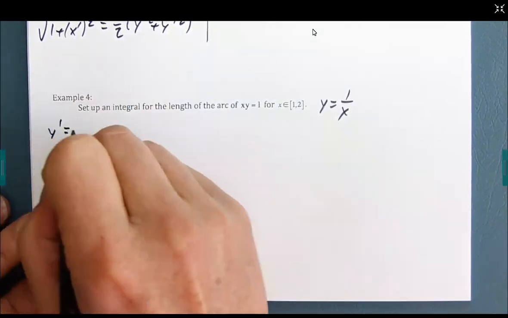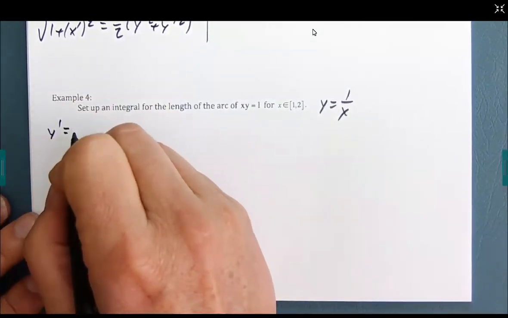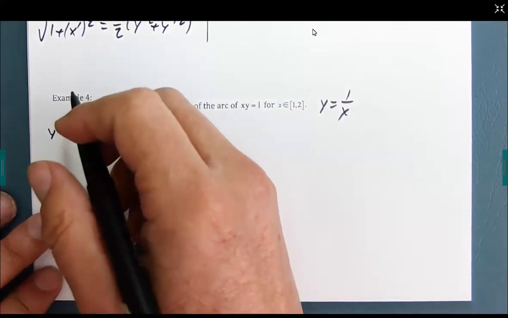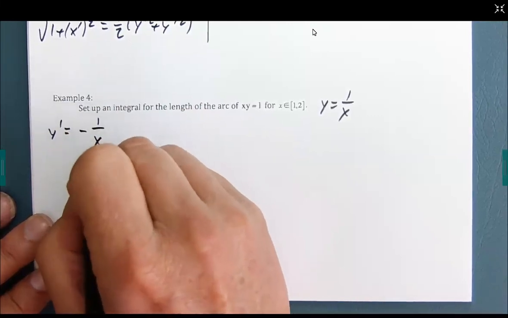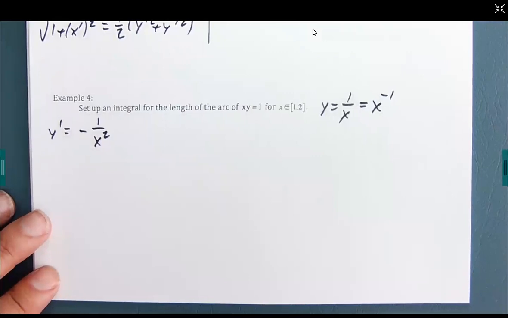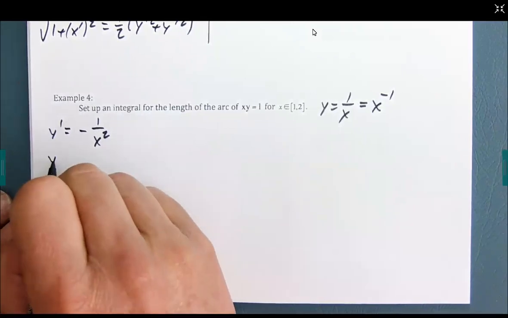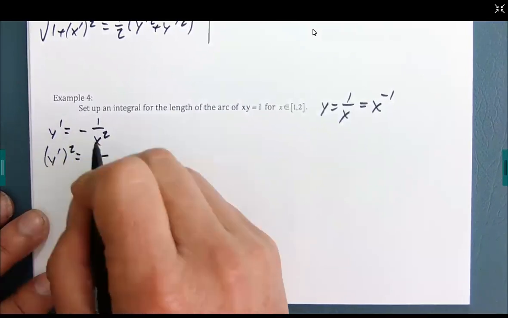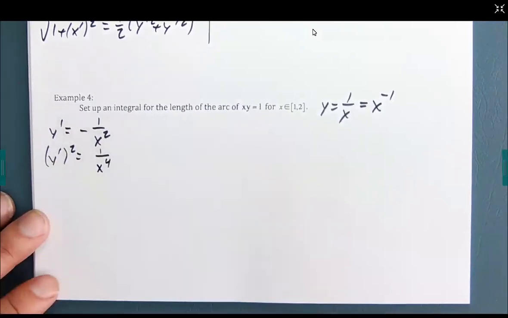So y prime is negative 1 over x squared when you rewrite it like this. Because you subtract 1 and bring the negative 1 down to the whole deal. And y prime squared is 1 over, that makes it positive, x to the 4th now.